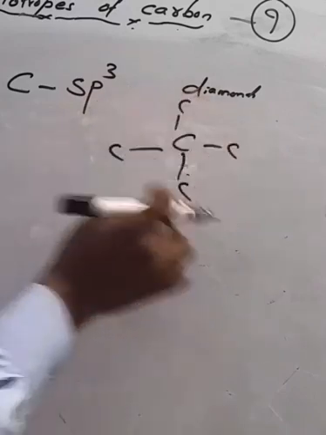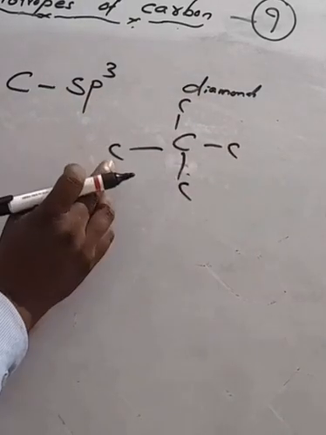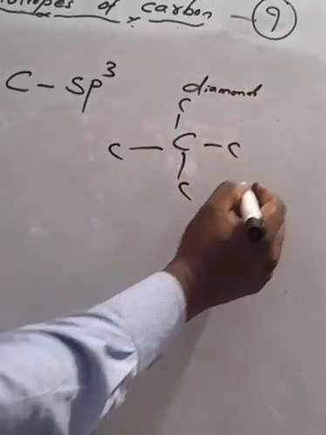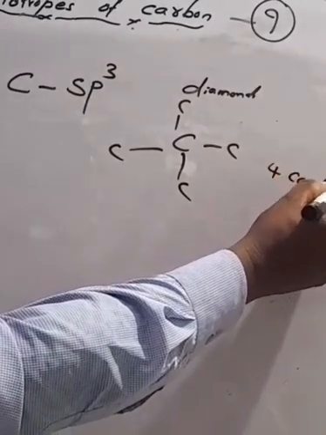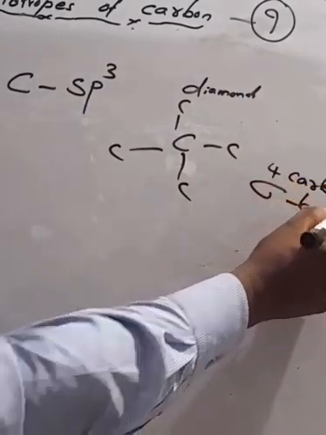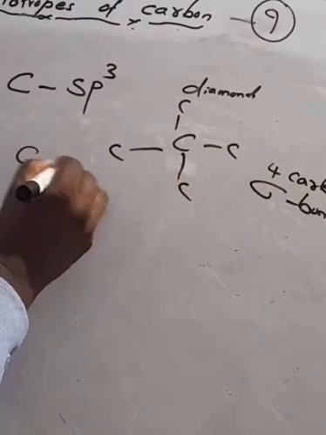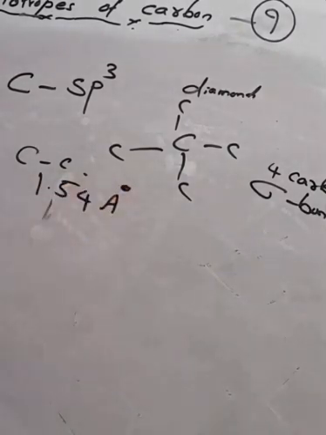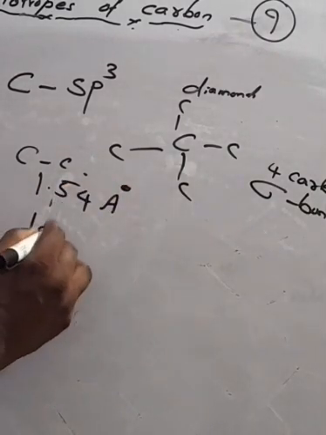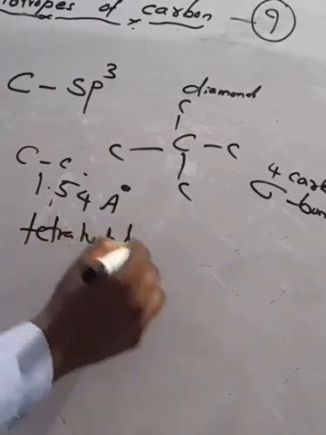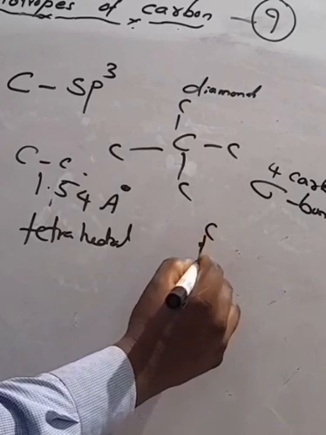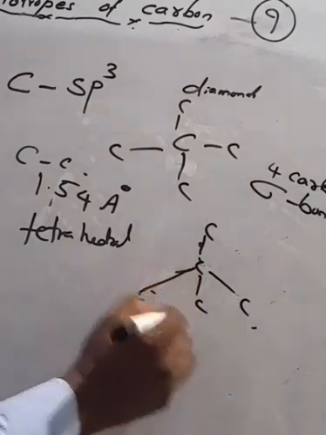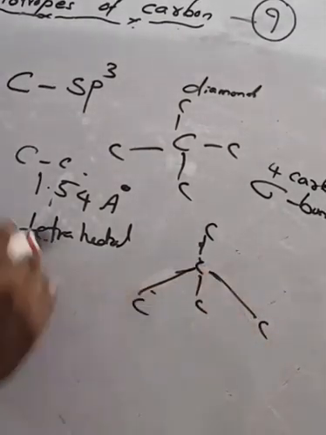So one carbon atom is surrounded by 4 different carbon atoms, and these carbon atoms are bonded to 4 neighboring carbon atoms. By which bond? Sigma bond. The carbon-carbon bond length is about 1.54 angstrom. So this molecule shows a tetrahedral arrangement. What is the tetrahedral arrangement? Carbon, carbon, carbon, carbon, carbon. This is the tetrahedral arrangement.